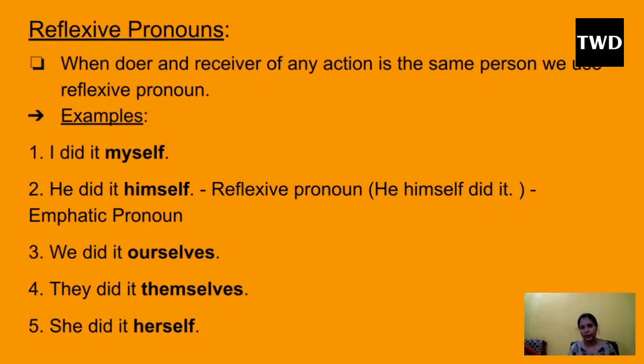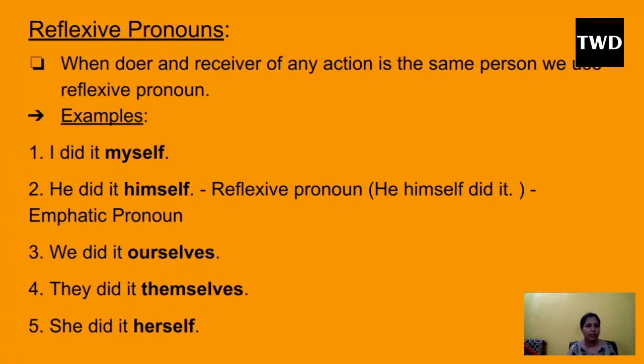I told you that the structure of a sentence contains subject, verb, object. Now here, subject and object both point to the same person, and that is known as a reflexive pronoun. I did it myself. So when I say I did it myself, when I say I, it points to me. When I say myself, that too points to me.